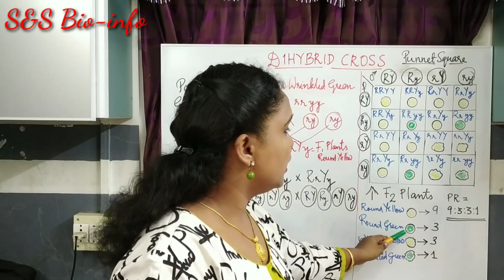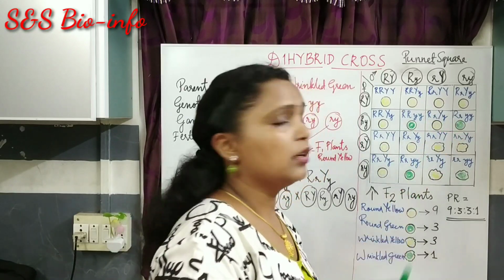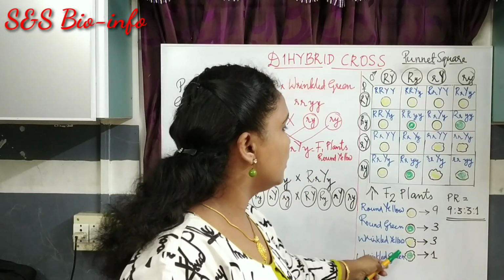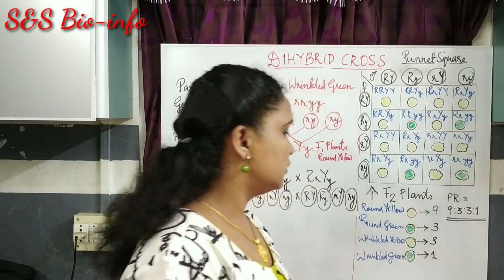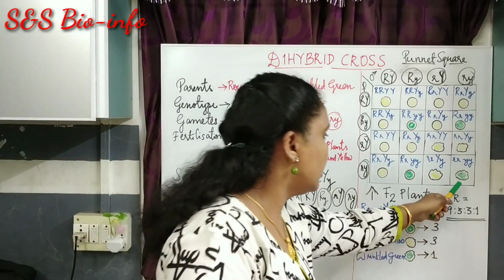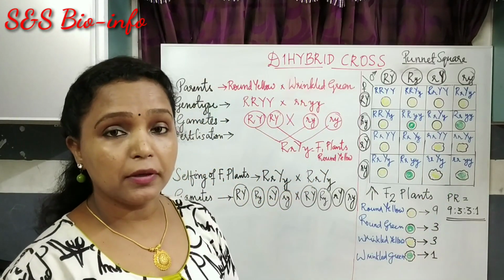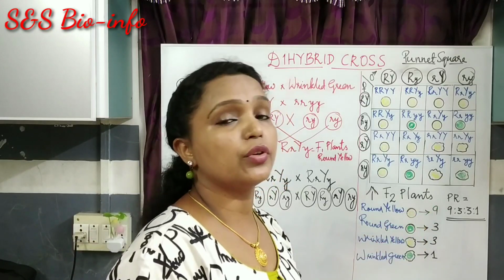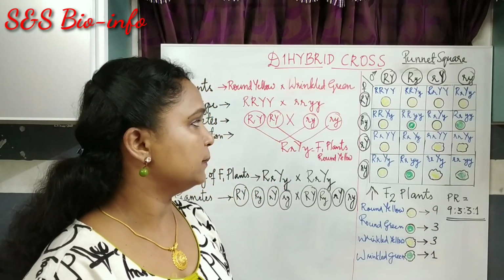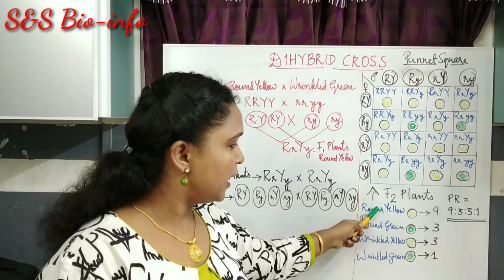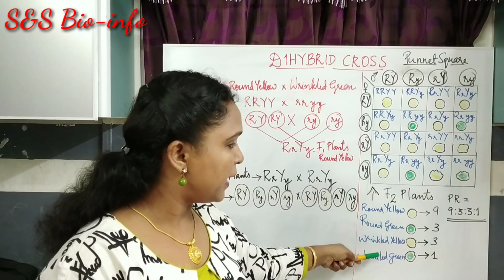Then 3 round green. 1, 2, 3 round green. Then 3 wrinkled yellow. 1, 2, 3. And 1 wrinkled green. The phenotypic ratio is 9:3:3:1. Here you can see both parental type and non-parental type.